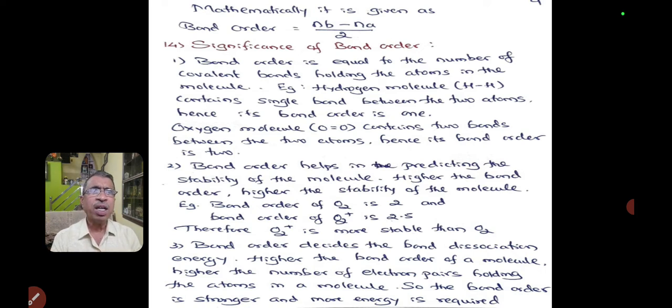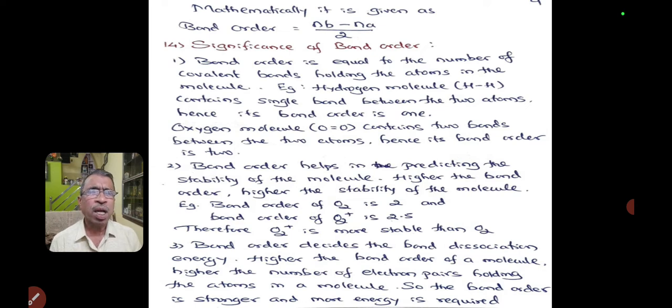Coming to the significance of bond order. Bond order is equal to the number of covalent bonds holding the atoms in the molecule. For example, in the hydrogen molecule, only one bond is there between the two hydrogen atoms, hence the bond order in the hydrogen molecule is 1. Similarly, consider the oxygen molecule, wherein two bonds are present between the two atoms. Hence, the bond order in the oxygen molecule is 2.